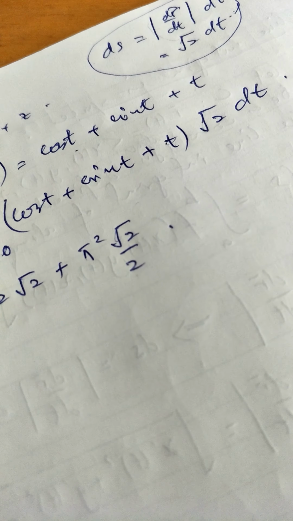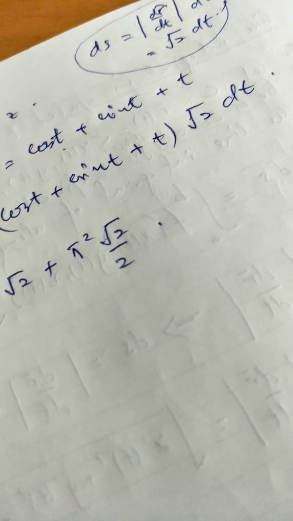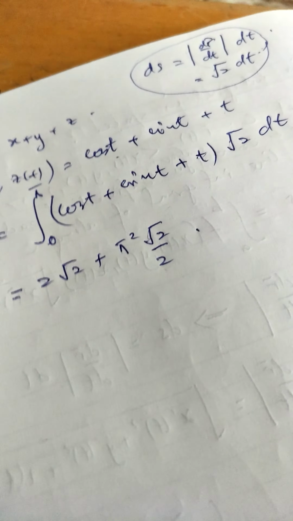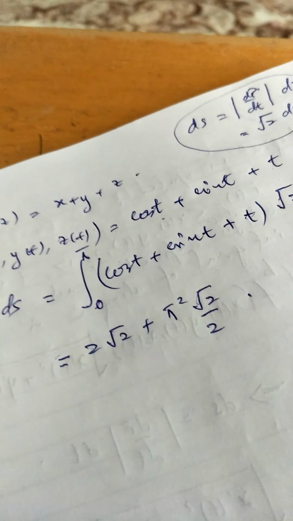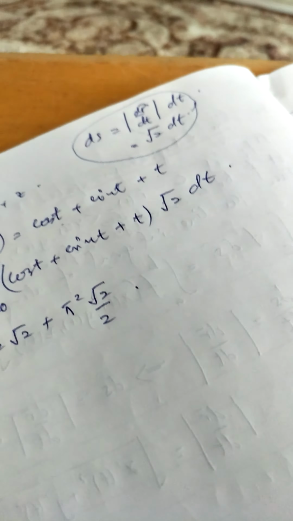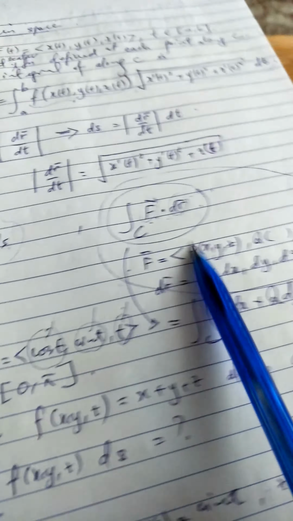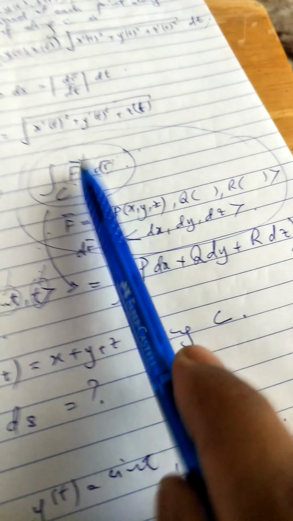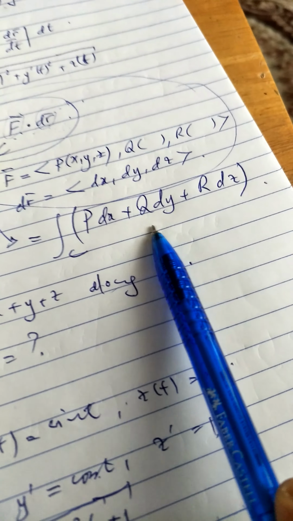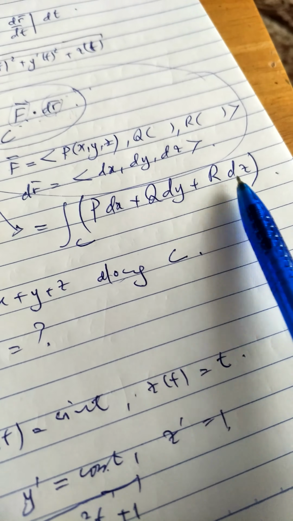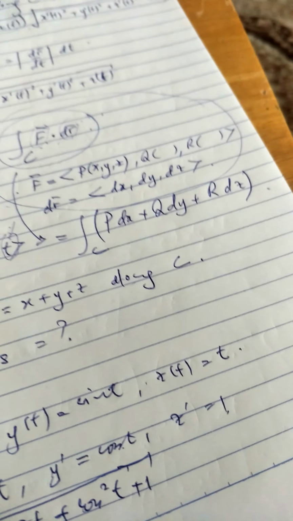Okay, so that's the example that involves a line integral in space. Now I give you another example. I showed earlier that f dot dr can be written in the form P dx plus Q dy plus R dz. How can we solve that kind of problem? Now let's see this example. Here is another example.